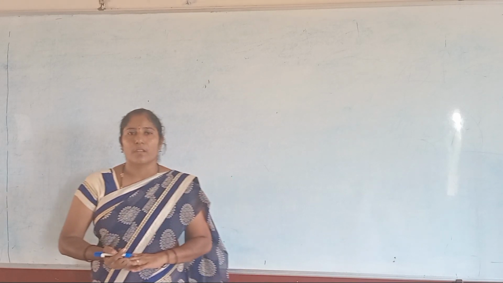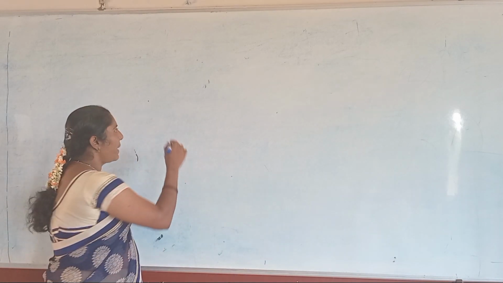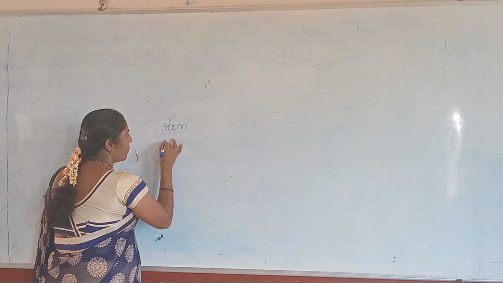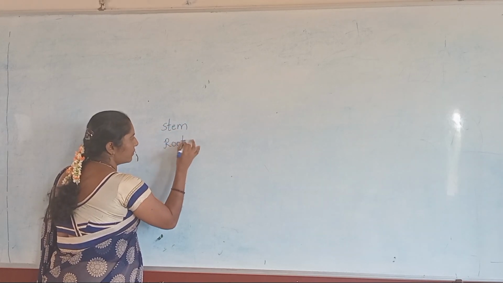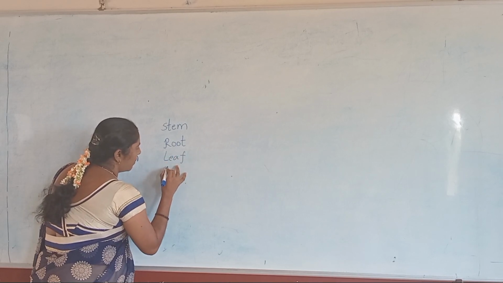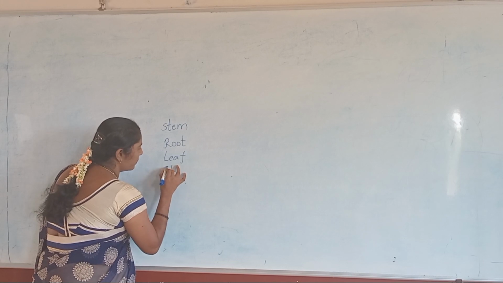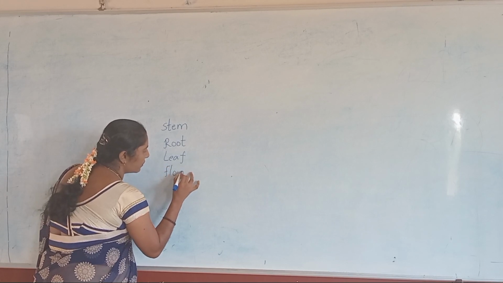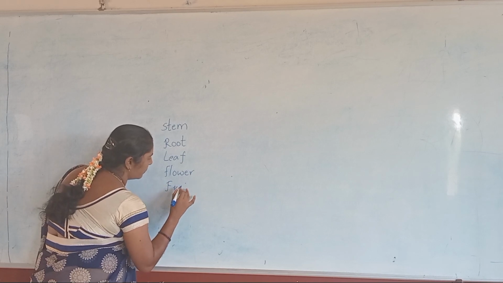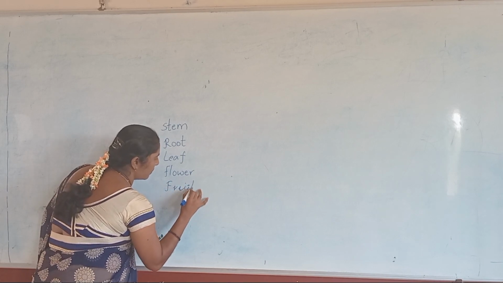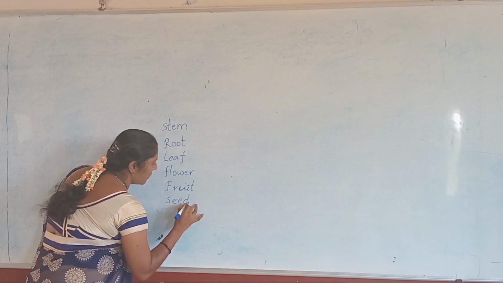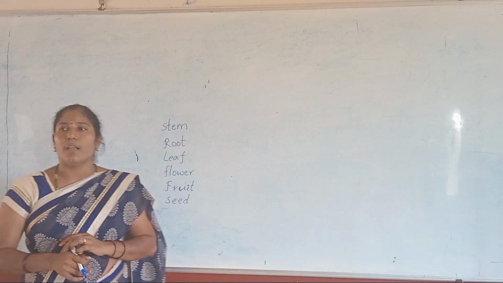Before going into the topic, tell me, what are the main parts of a plant? Yes, the main parts of a plant are stem, root, leaf, flower, fruit, seed. These are the main parts of a plant.